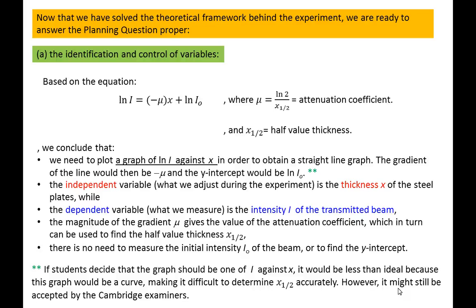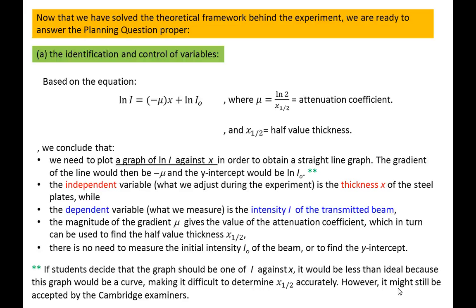Now that we have solved the theoretical framework, we can start to answer the question properly. So now we look at the A, B, C, D, E. A, identification and control of variables.